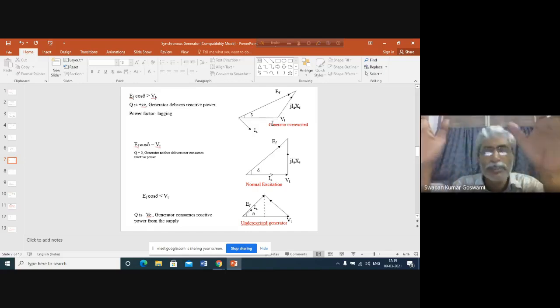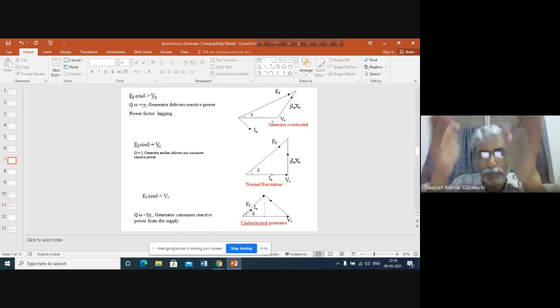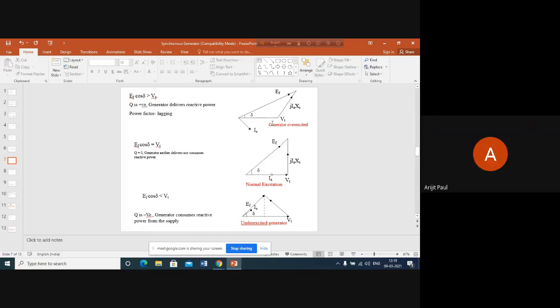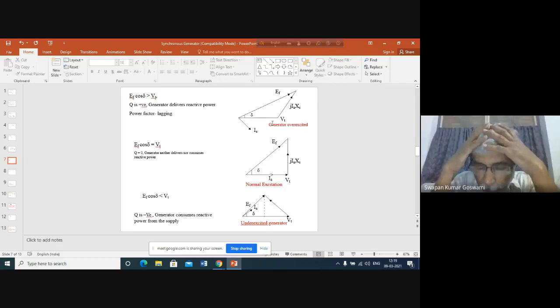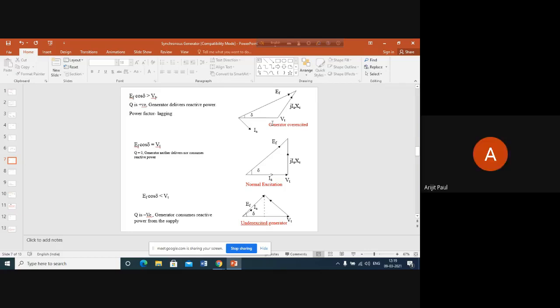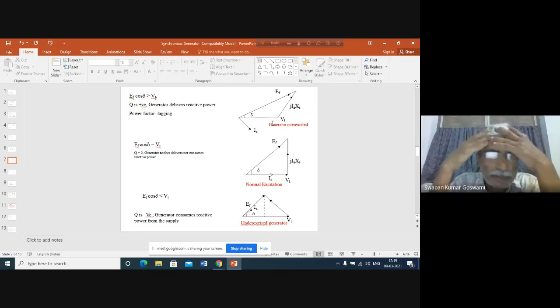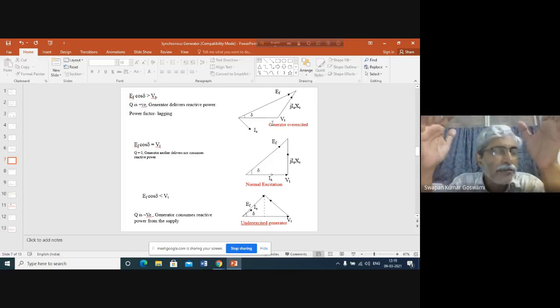Obviously this will be decided by the machine itself, but which parameter or which variable of the current? Yes, armature current. Armature current changes when the field current is increased, but who will decide? Basically, what happens when the field current is increased?